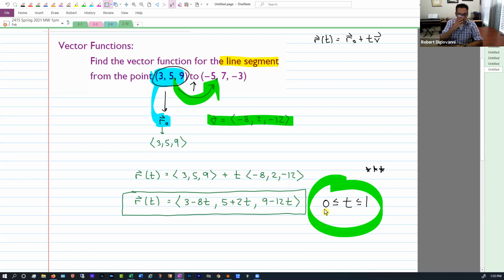The book does some other stuff. I don't like the way the book does it, so this is the way I present it. All right. Any questions?